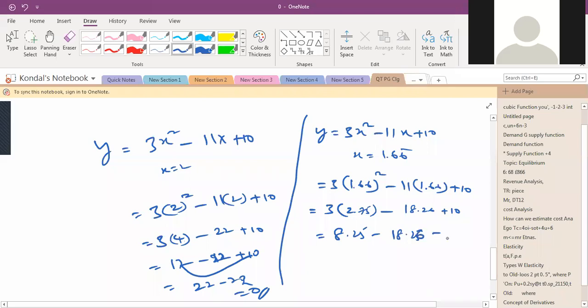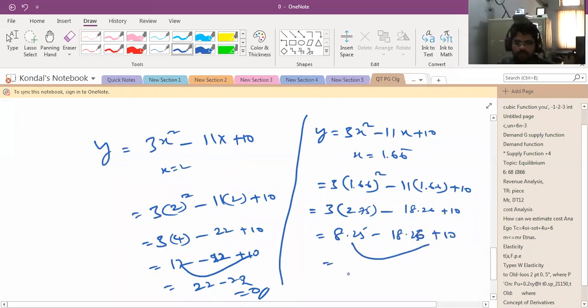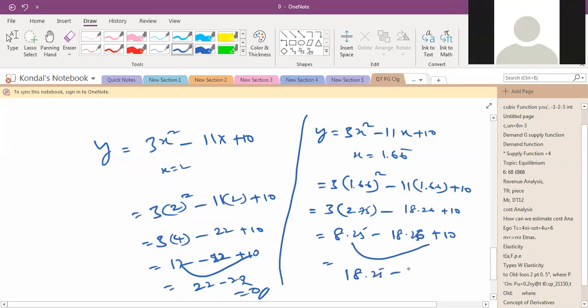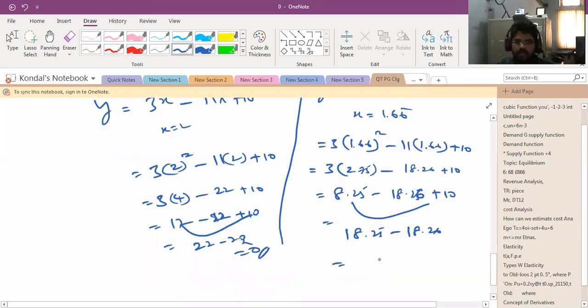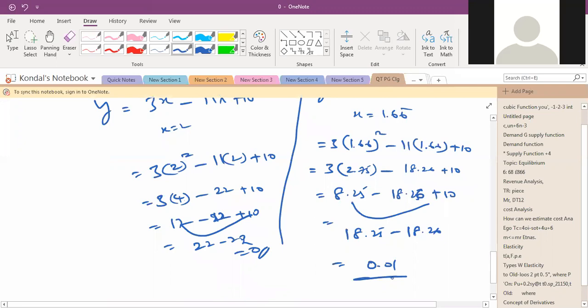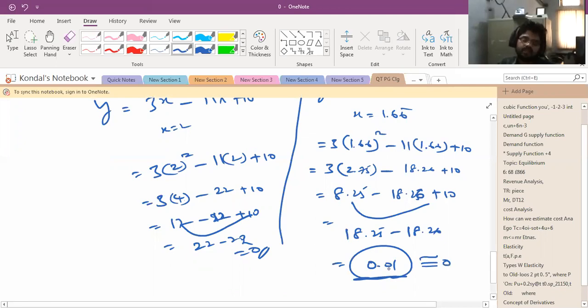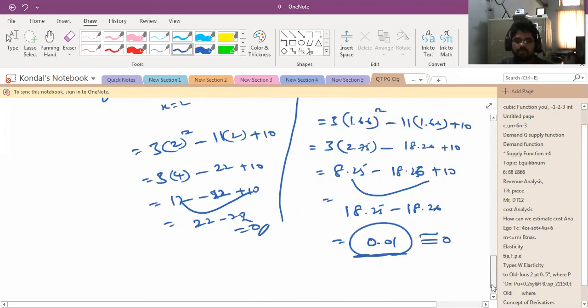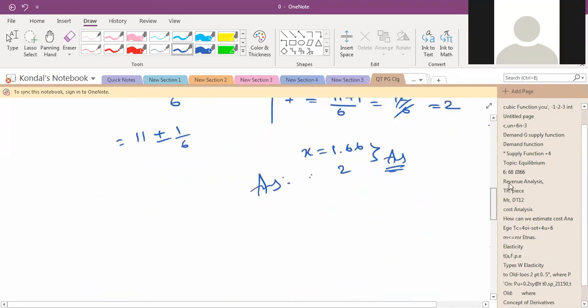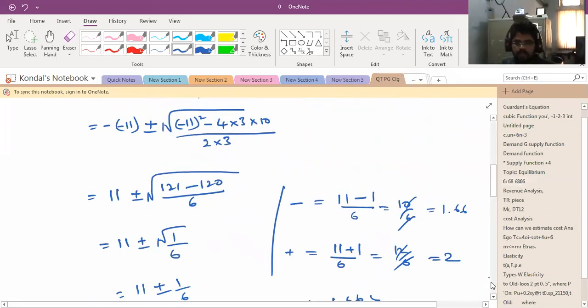So 8.25 plus 10, when you add the positive values, you have 18.26, minus 18.26. So you will get 0.01, which is very close to 0. So why didn't we get 0 here? Because we have considered only 2 decimals. If we consider 3 or 4 decimals, we could get 0. Is it clear or does anybody still have a doubt regarding this? No doubt. The same thing you can practice for the homework.